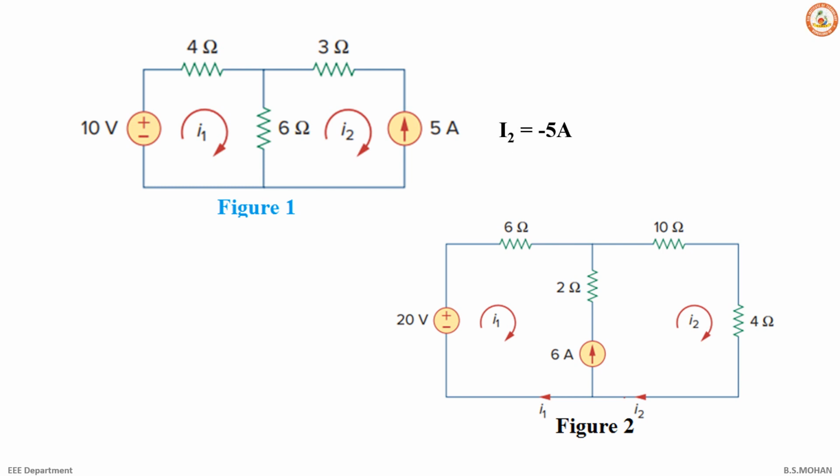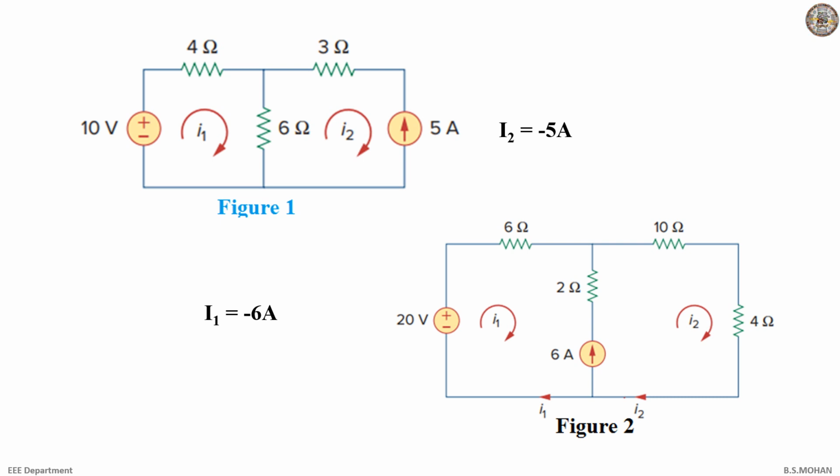So we can say I2 is minus 5 as I2 is moving right through 3 ohms, coming down through 5 amperes. As I2 is going in opposite direction to 5 amps, we write it as minus 5. The same analysis for figure 2, we can say I1 is equal to minus 6. I1 is traveling through 6 amperes, moving left, going through 20 volts and circulating.